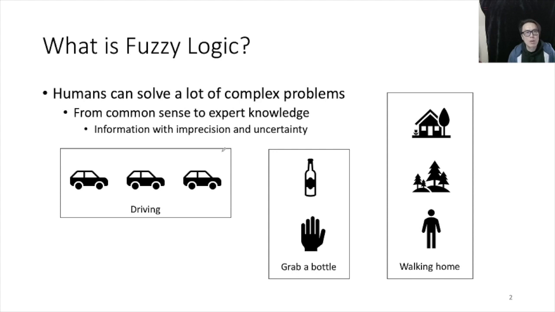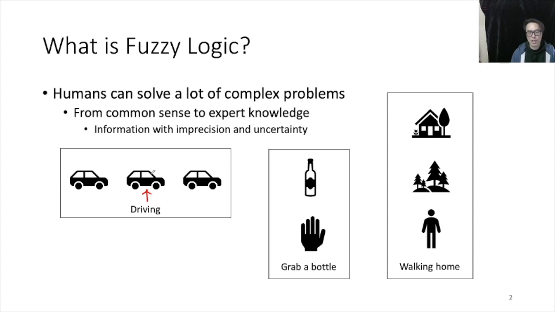Now, we will find out that as humans, we can solve a lot of complex problems. For example, when we are driving, this is my car, and I'm driving in between the car at the front and the car at the back. I would like to keep a safety distance, so I check the distance to the front car as well as the one at the back. Then I determine how much force I'm going to apply to the pedal, the acceleration pedal or the brake pedal, in order to keep a safe distance.